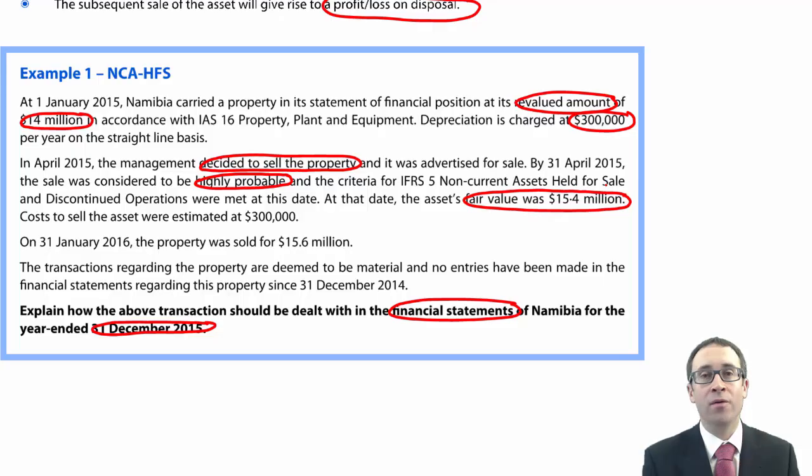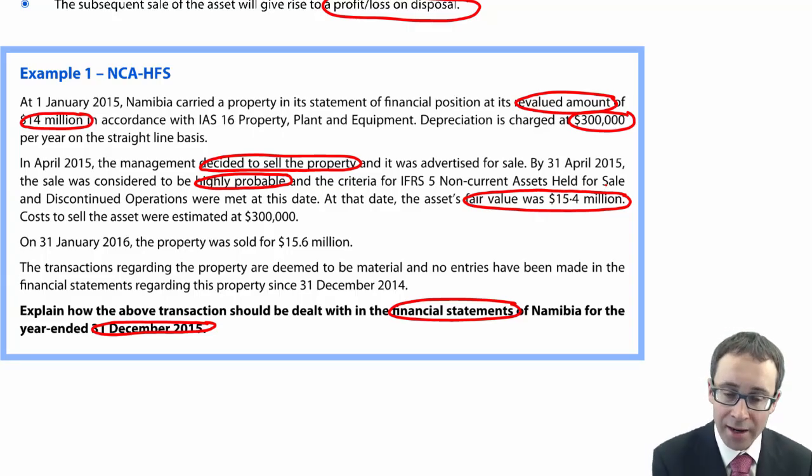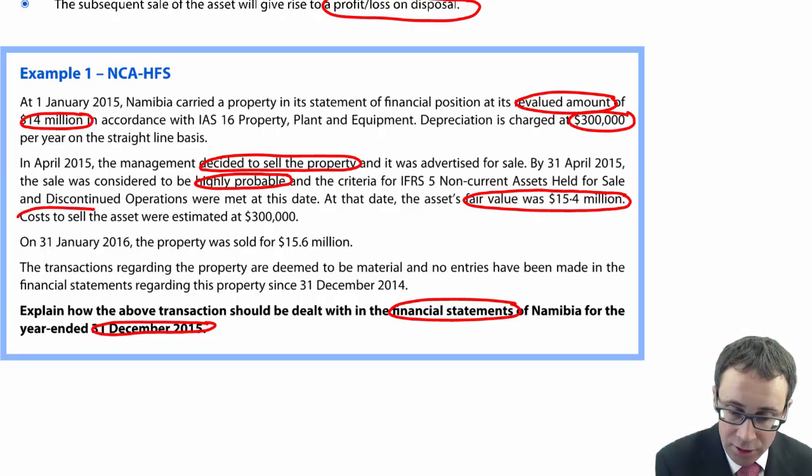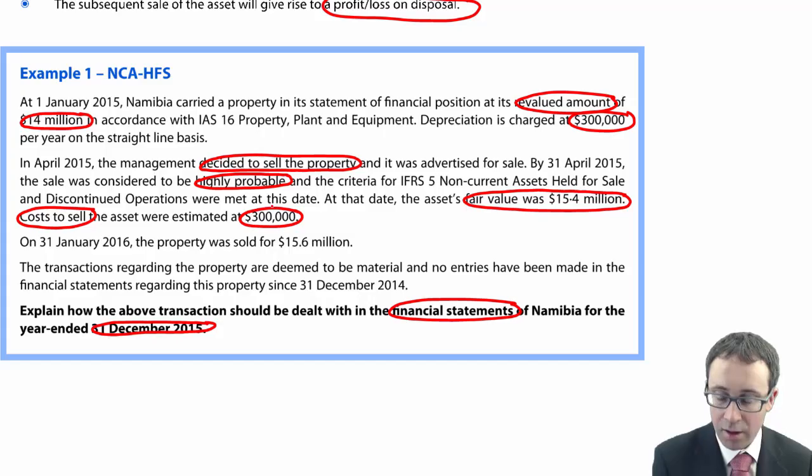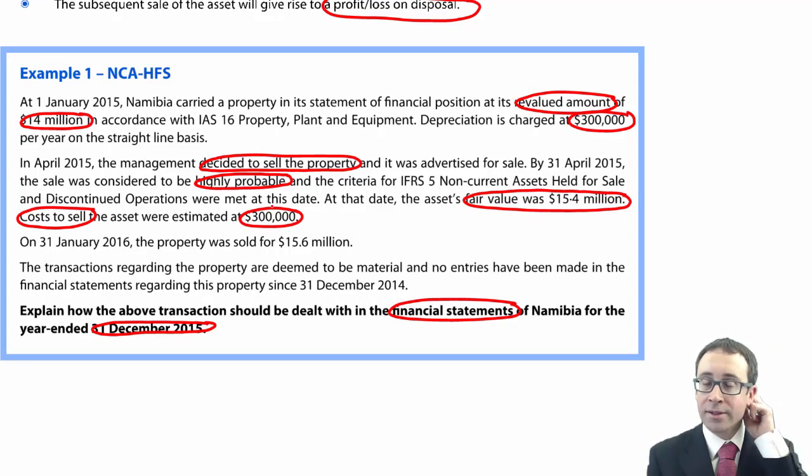So we can get everything right under IAS 16, and then under IFRS 5 we need to value it at the lower of its carrying value and fair value less cost to sell. So cost to sell, we're told there, are 300,000, aren't they? Okay. On the 31st of January 2016, so that's next year, there might be a gain or loss on disposal as we get the proceeds of 15.6 million, but we don't need to worry about it for 2015, do we?